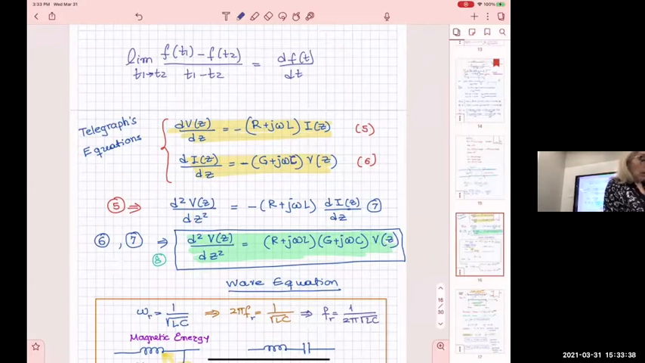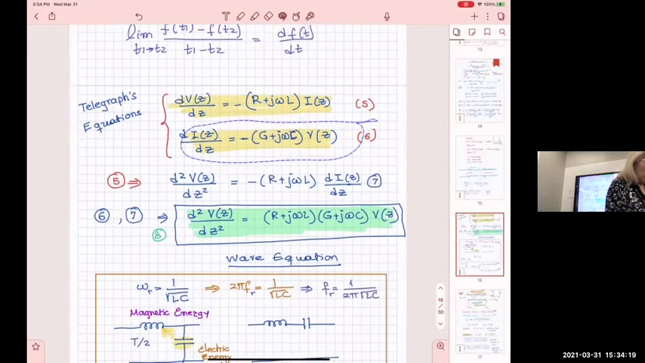Okay, so then we differentiate the first one once more, and we get d squared v of z dz squared, which is nothing else but this equation 7. And then by substituting into 7 equation 6, whatever I have from 6, I'm getting this equation for v. And this is called the wave equation, the wave equation.